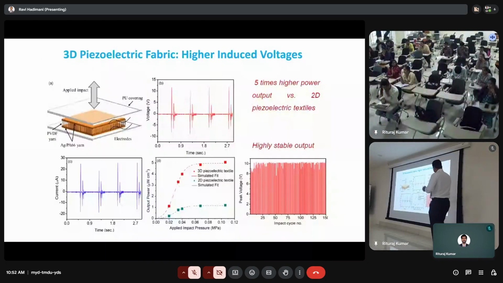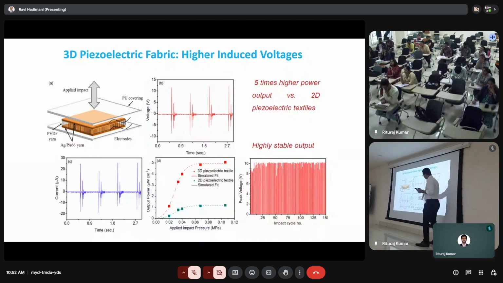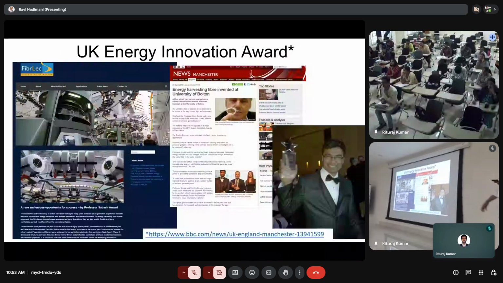So we characterized the 3D piezoelectric structure as well. And this was also published in a very high impact journal. I think the impact factor right now is 35 or something. So yeah, we had a spin-off company called Fiberlec based on the 2 patents.